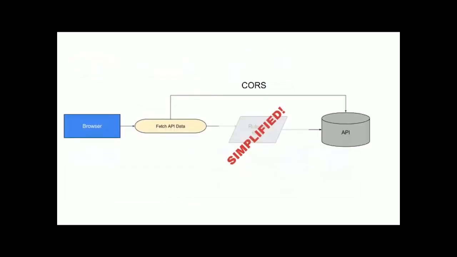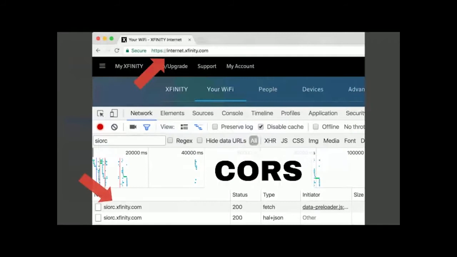The other great part is that when the browser wants to make an API request, it calls the API directly. There's no proxy layer in between because we're using CORS. For those not familiar with CORS, it stands for Cross-Origin Resource Sharing. Our site is hosted at internet.xfinity.com, but we're making API calls to siorg.xfinity.com. That's a cross-domain request, and we add the access token onto the request for authentication. That gives us the data we need to render our site.